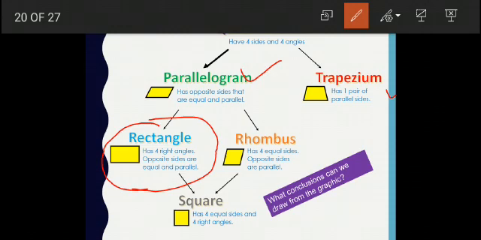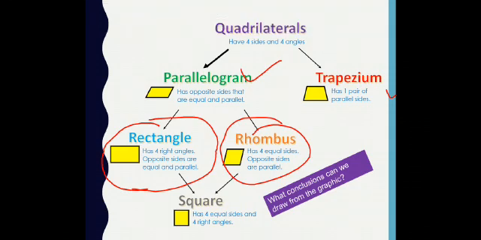But if its four sides are equal, all the sides are equal and the angles are not of 90 degrees, then it becomes a rhombus. Now a rectangle can be converted into a square, and a rhombus can also be converted into a square. A rectangle can be converted into a square if all of its sides become equal, and a rhombus can be converted into a square if all the angles become equal to 90 degrees.